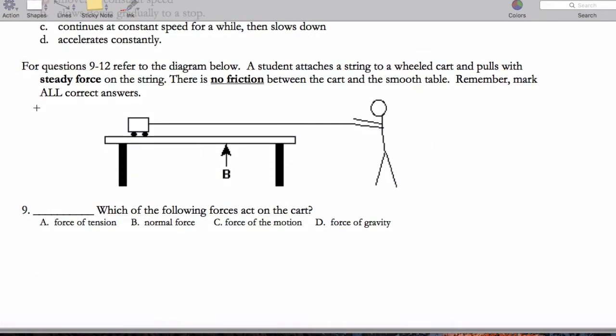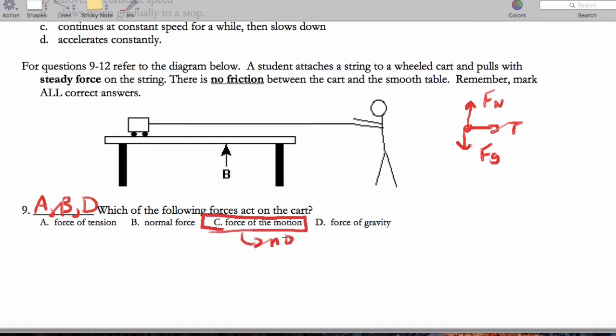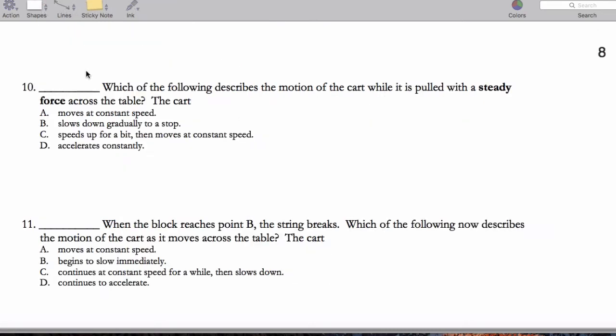All right, we're going to pull this cart with a steady force. So the forces that act, let's draw a free body diagram. We have the normal, we've got the weight, and we have this tension force pulling it to the right. So that gives us A, B, and D. This force of motion is always a trick. There is no such thing in a problem. Just so you're aware.